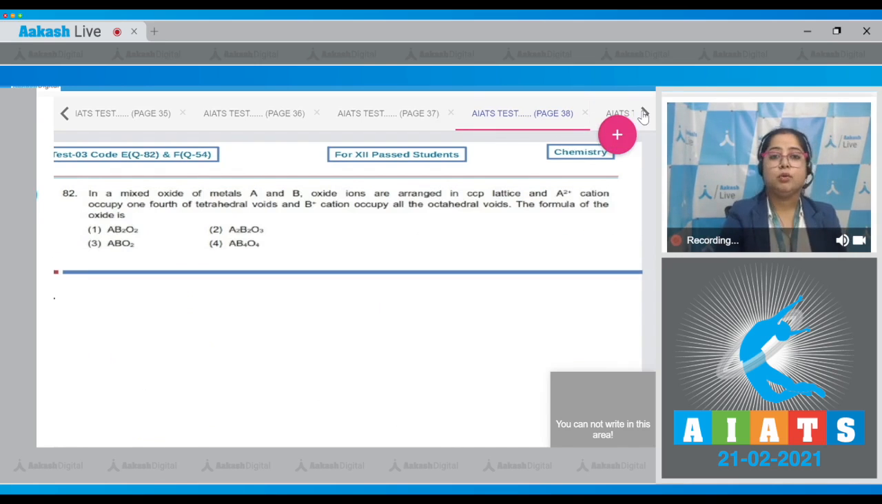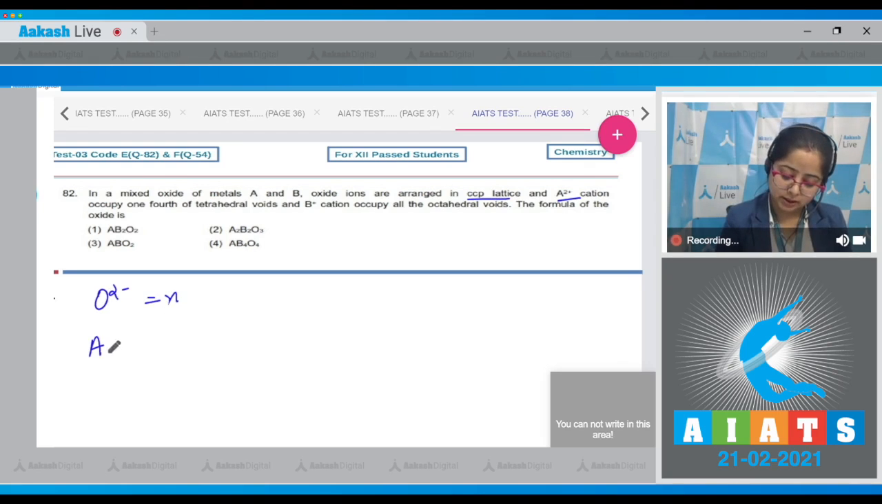Moving to the next question, which is question number 82. Let's read it. In a mixed oxide of metal A and B, oxide ions are arranged in CCP lattice, and A2+ cation occupy 1/4 of the tetrahedral void and B+ cation occupy all the octahedral voids. The formula of the oxide is, student, first of all we need to know that the number of atoms forming the CCP lattice, if it's n, then the number of octahedral voids will also be n, and the number of tetrahedral voids will be twice of n, that is 2n.